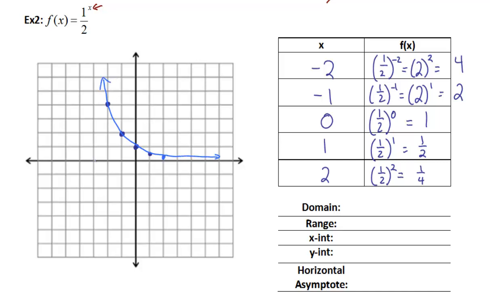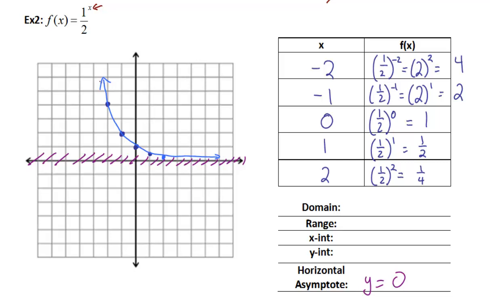again, it looks like I want to be on this x-axis, but I'm never going to get there because there's nothing that I can raise a half to that's going to make me negative or 0. So I am again going to have a horizontal asymptote here at the x-axis, which is y equals 0. So let's find the domain, range, x and y intercept of this picture.